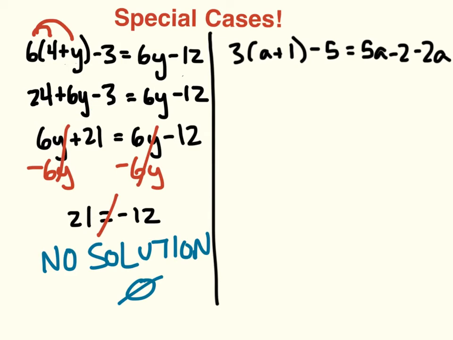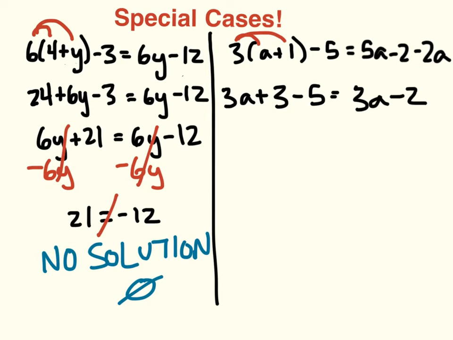All right, now in the other situation here, we have distributive property here. 3 times a and 3 times 1 will give me 3a plus 3 minus 5 is equal to, let's combine like terms on the other side. 5a minus 2a gives me 3a minus 2. Now, on the left, I'm going to combine like terms again. Well, 3 minus 5 is negative 2. So I have 3a minus 2 equals 3a minus 2.